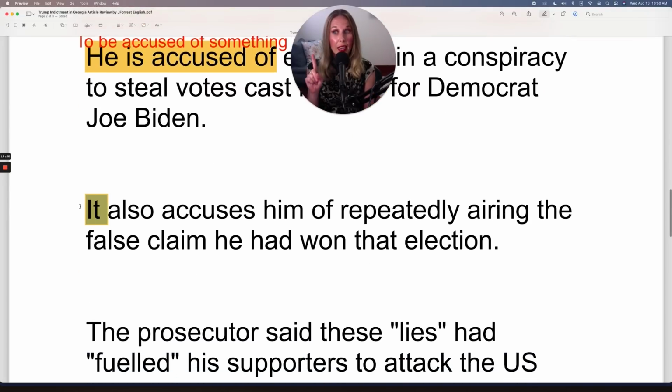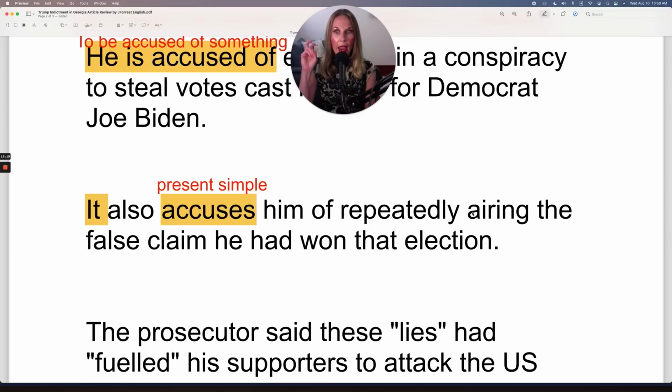The indictment also accuses him. To accuse someone. And notice now this is in the present simple, which I accidentally said above. This is the present simple. We know that because you see this S on it, which matches the subject. It also accuses him of repeatedly airing the false claim he had won that election.